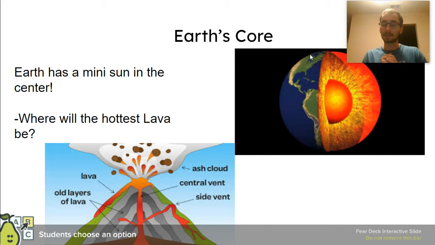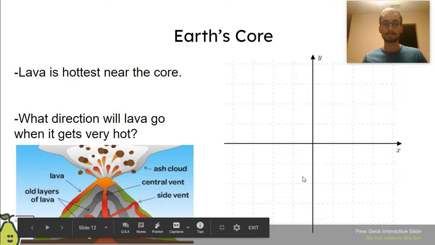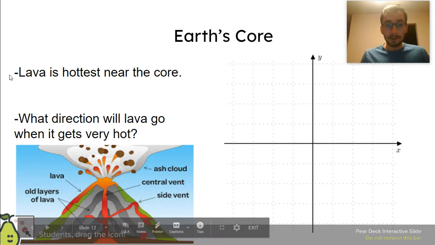And remember, we're going to bring it back to the Earth. So the Earth has like a mini sun in the center, the Earth's core. So where do you think the hottest lava will be? Do you think the hottest lava will be on the crust, on the surface, in the air, in the ocean, or near the center of the Earth? Lava is actually hottest near the core.